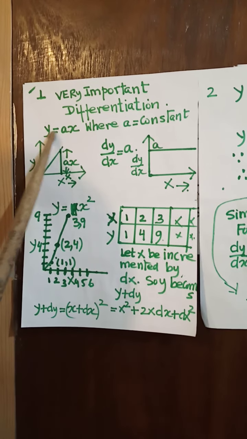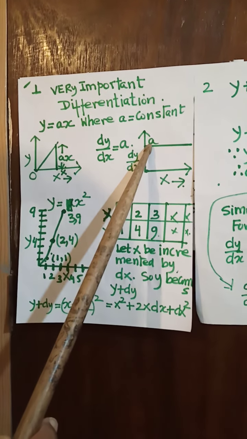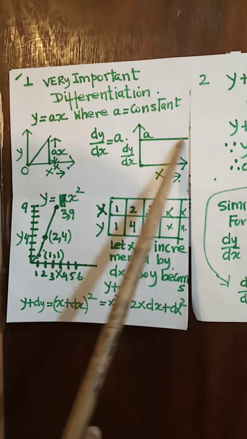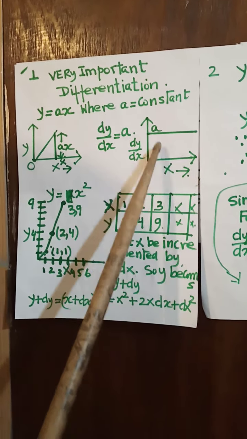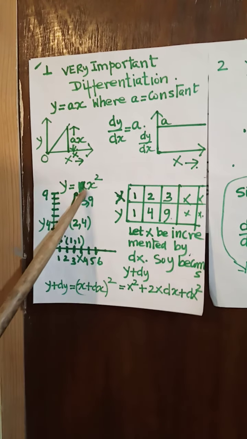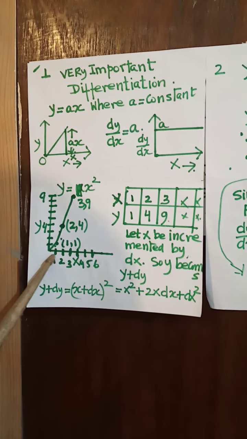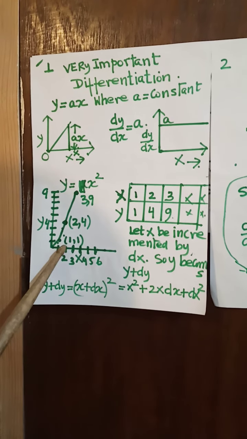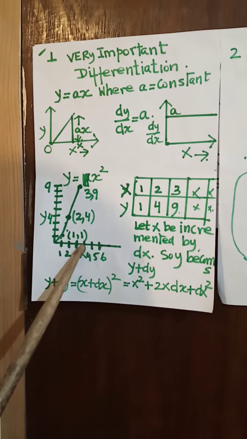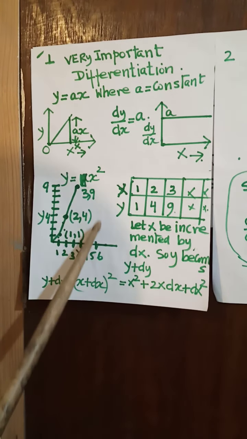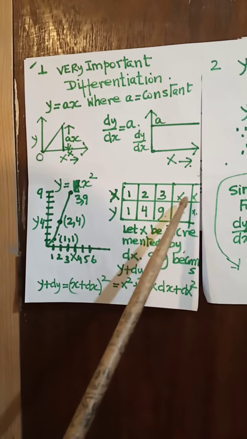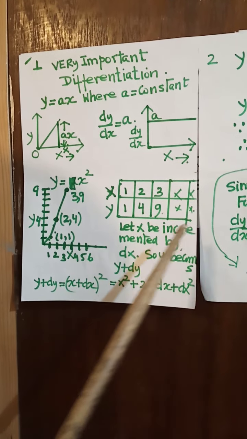If y is 2x, a will be 2. If y is x, a will be 1. So this is the beauty of dy/dx. Here, y is equal to x squared. See, for 1 we get 1, for 2 we get 4, for 3 we get 9, 4 will be 16, 5 will be 25. See here, 1, 2, 3, 4, 5 give 1, 4, 9, and so on.